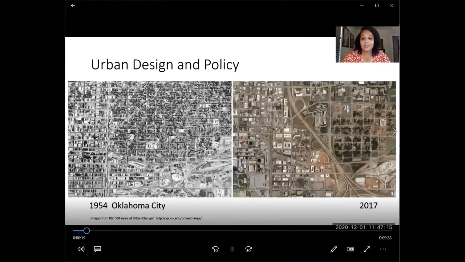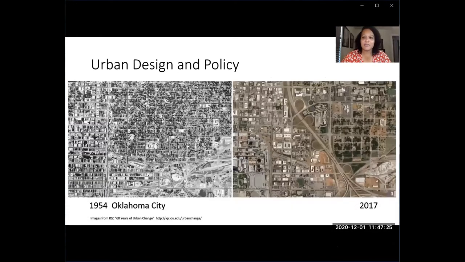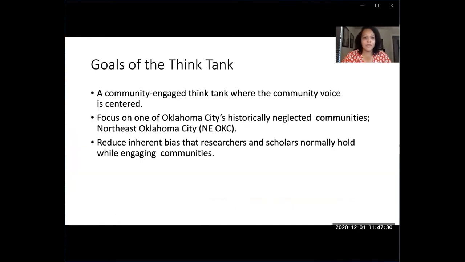First, just to get started, we wanted to give an overview of Oklahoma City. As you can see, in 1954, we see a lot of density and housing. And by 2017, the northeast side of Oklahoma City just doesn't look like that, largely due to urban renewal.